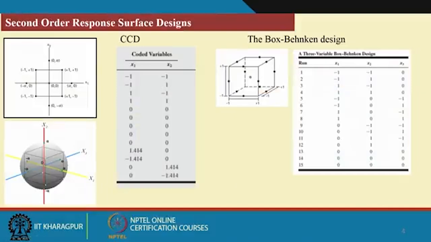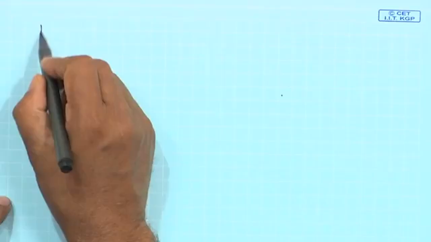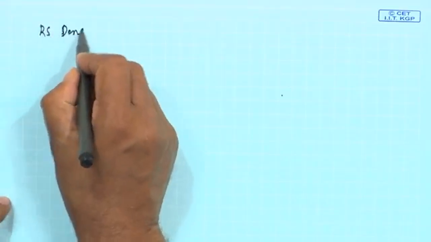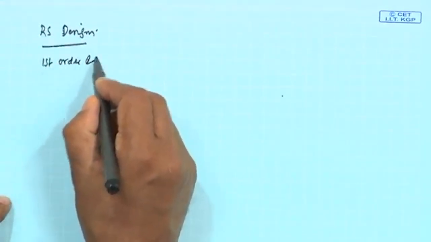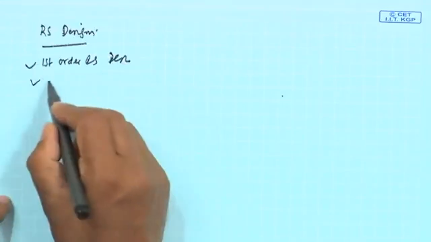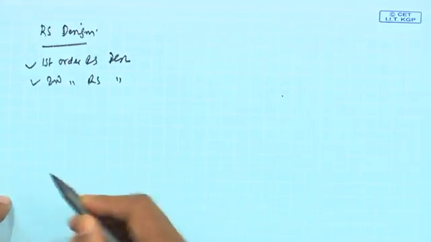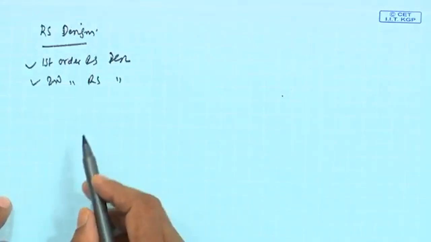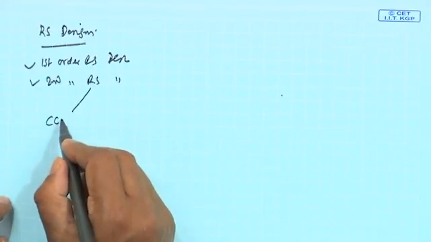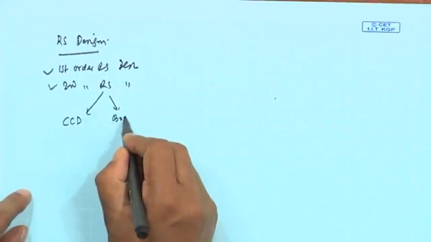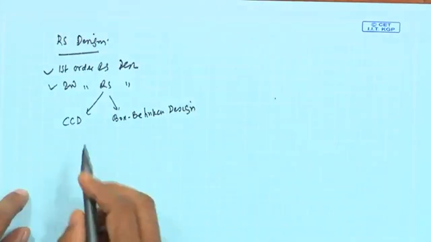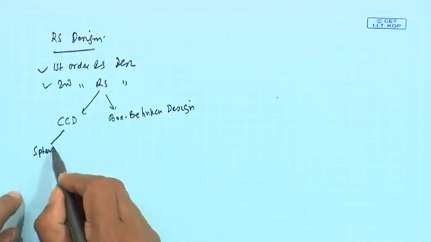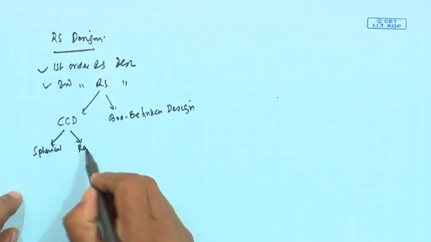So, if you recall my last lecture, there I said that in response surface design, we have given you the first order response surface design, and also the second order response surface design. In second order response surface design, we primarily say central composite design and Box-Behnken design. And again in central composite design, we say it is spherical and rotatable.